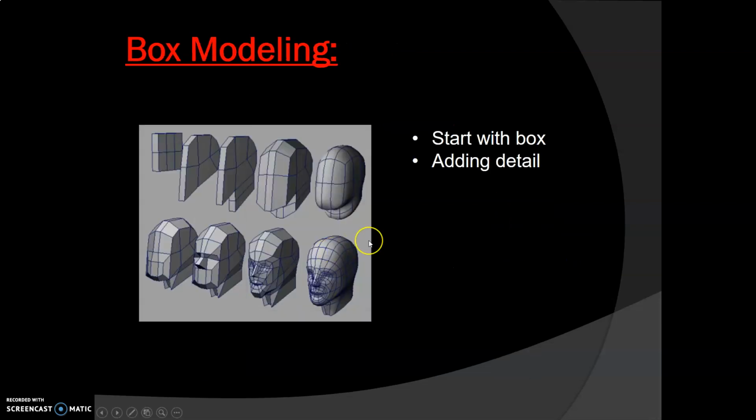Now, when it comes to box modeling, this is what the progress looks like. So you start with the box, and you start adding the lines, and eventually you build up the shape. In this case it is a human head. So you start with a very simple shape, you add lines, and then you move all the vertices around, following the reference picture, and you end up like that. Okay, I don't particularly like this kind of method.